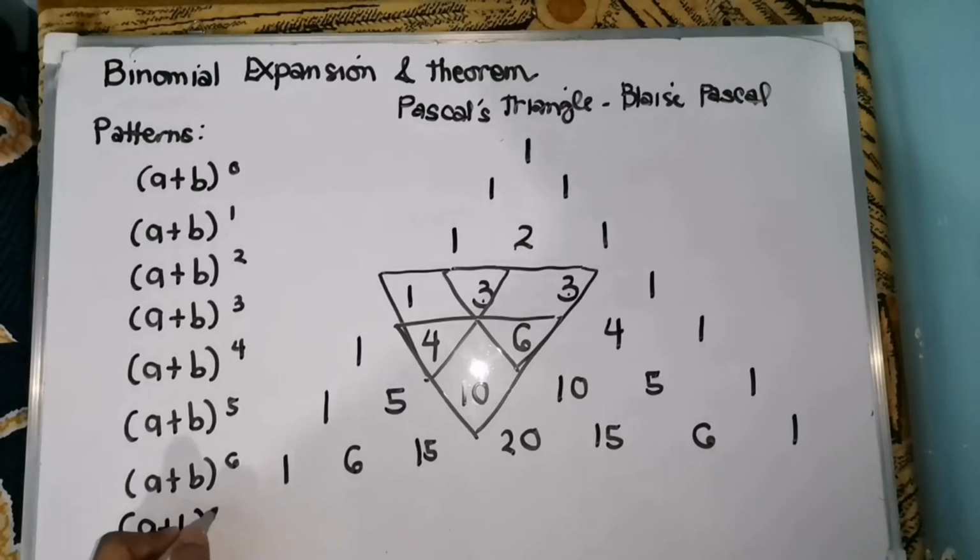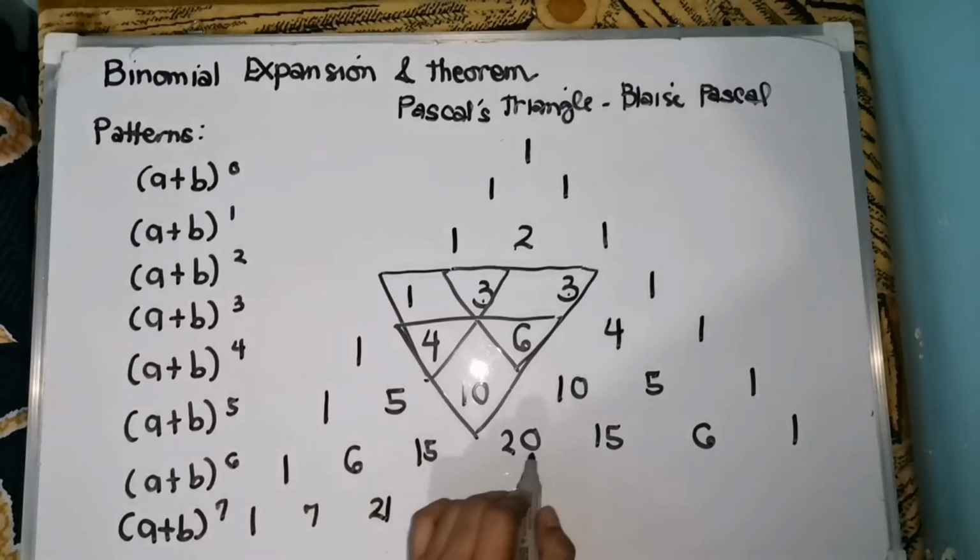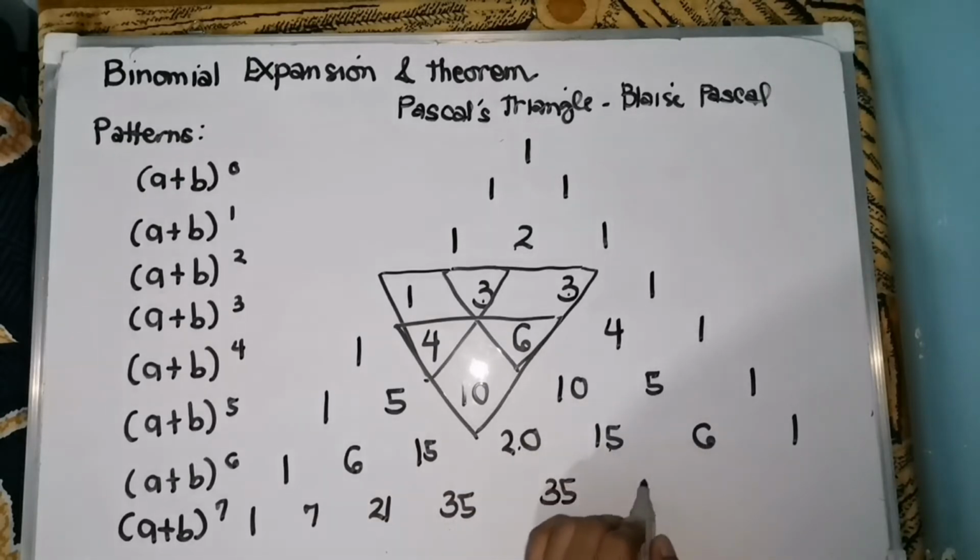So, of course, if we are going to continue, for example, we have here a plus b to the 7th. So, 1. Then just add 1 plus 6 is 7. 6 plus 15 is 21. 15 plus 20 is 35. 20 plus 15 is 35. 15 plus 6 is 21. 6 plus 1 is 7. And then 1.